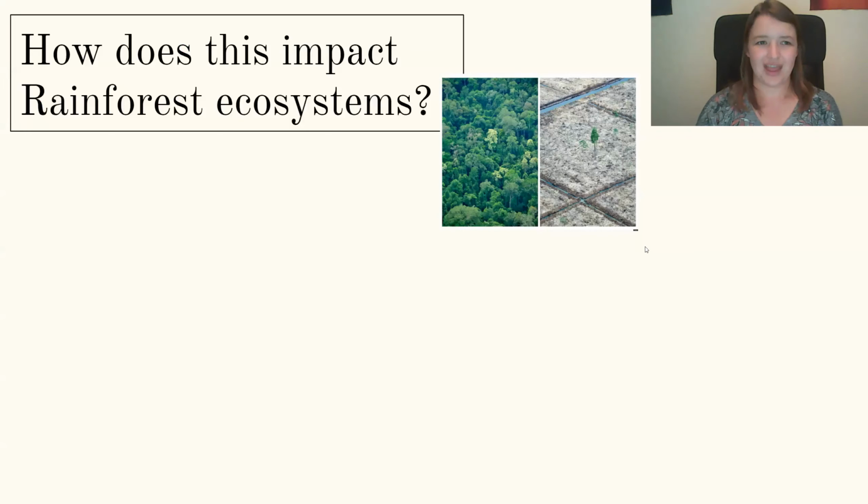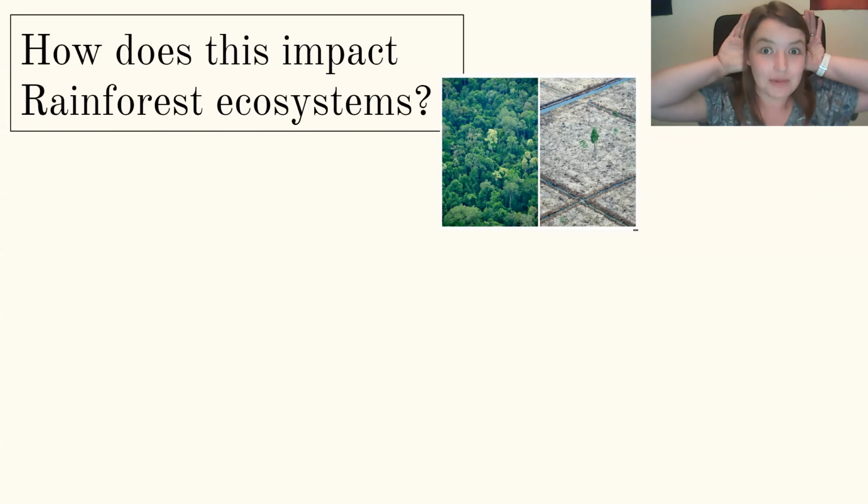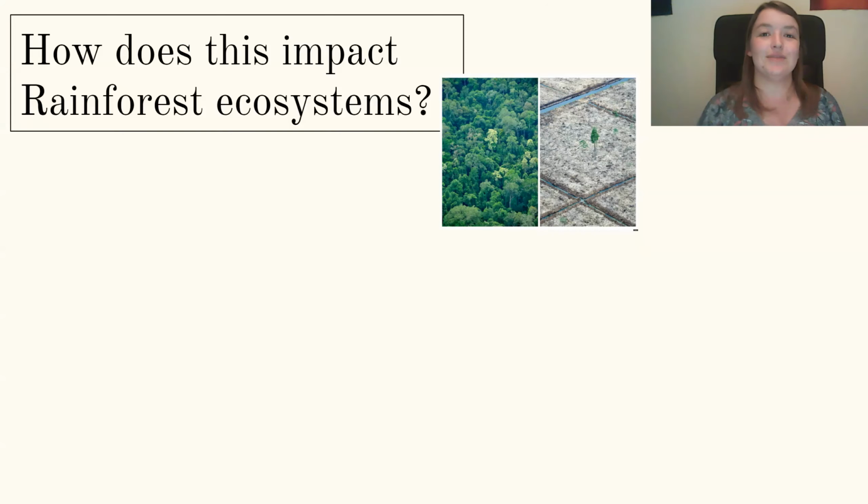So, how does this actually impact the rainforest ecosystems? What does deforestation actually do to the rainforest and how the ecosystems work? Remembering that an ecosystem is, you should be able to tell me by now, a community, a group of plants, animals, habitats, and microorganisms. Brilliant. That should be almost stuck in your brain now after all of these lessons.